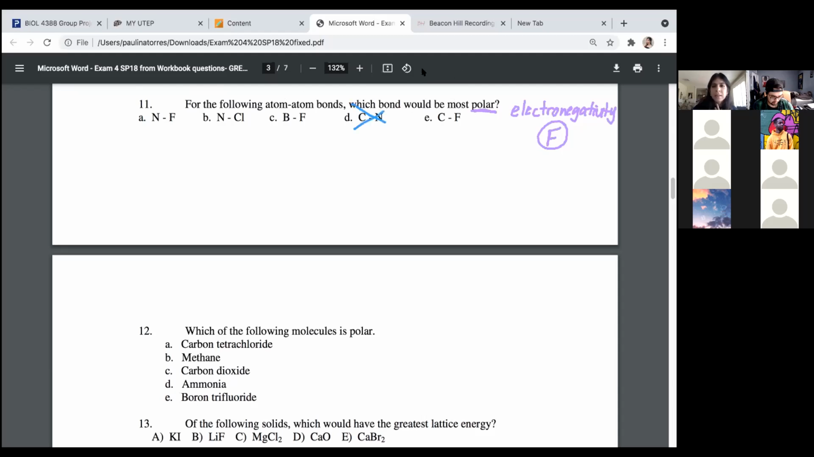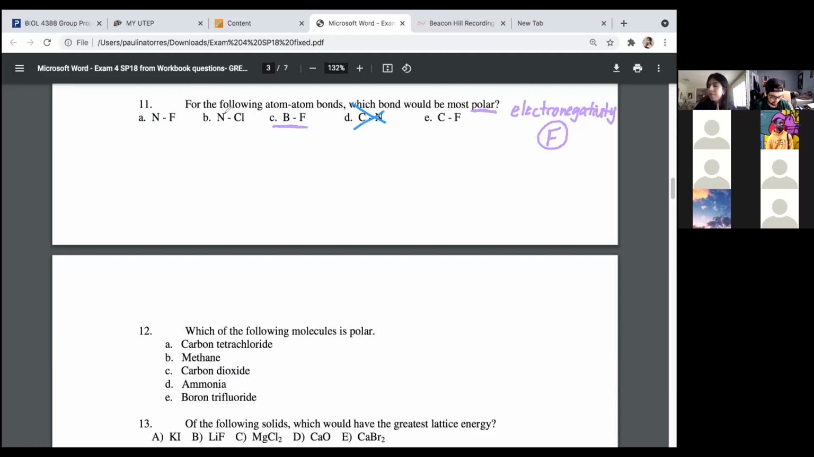Let's look at NF. Okay, so we have NF, BF and CF. So based on N, B, and C, which one do you think would be the most polar? Boron? Yes, boron.